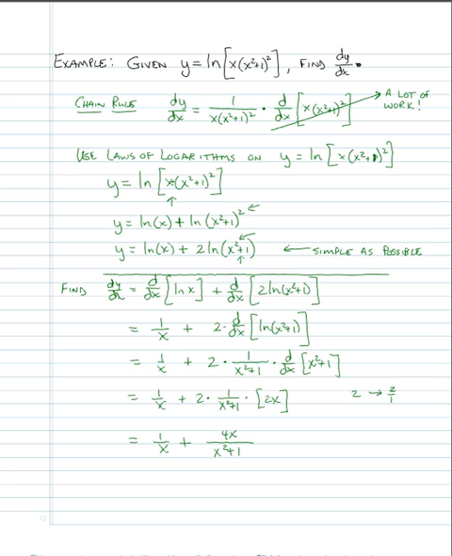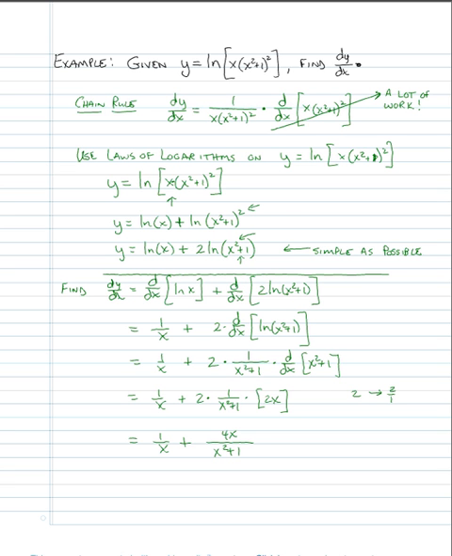And not that that was real easy, but it was something that we could accomplish. Now, that was easier than taking that other derivative up there, wasn't it? Now, one thing that you might notice is that we could still add these 2 fractions together.